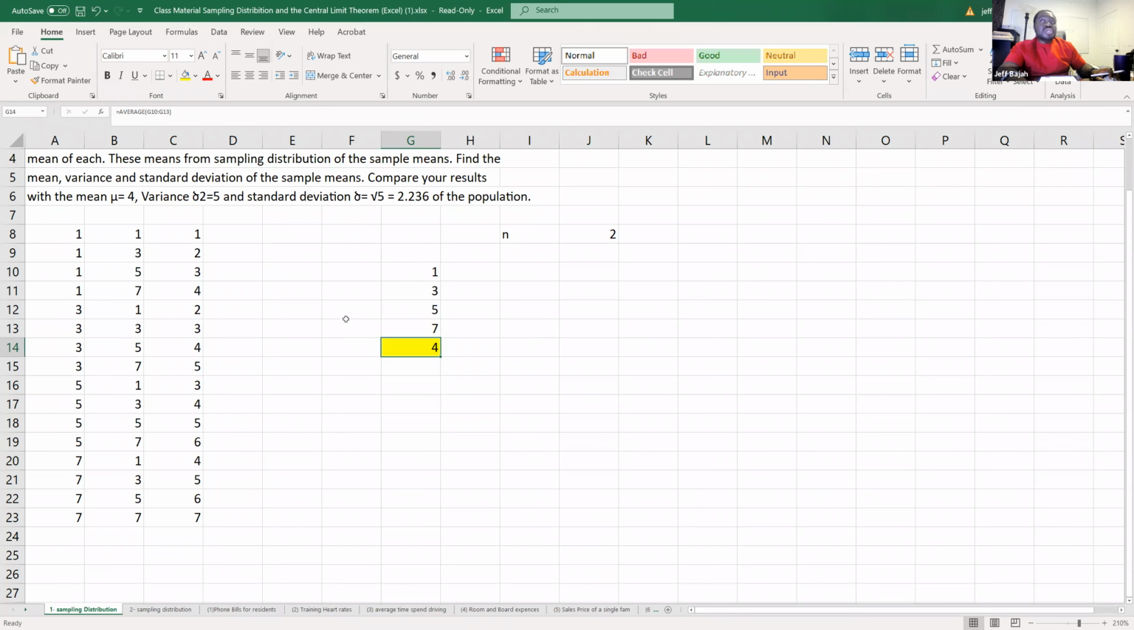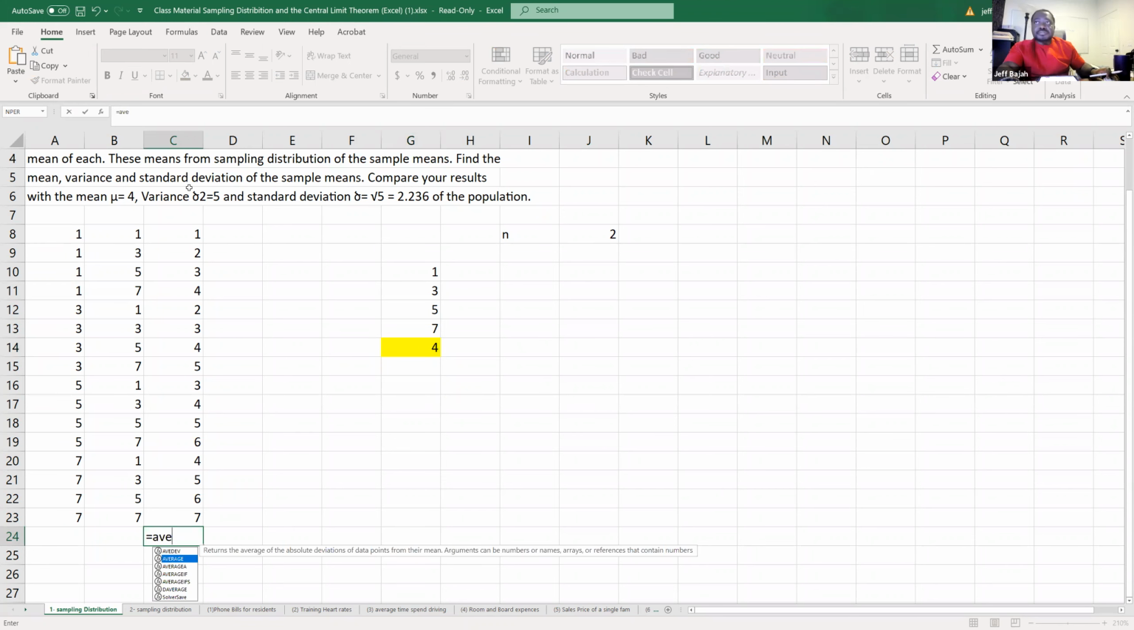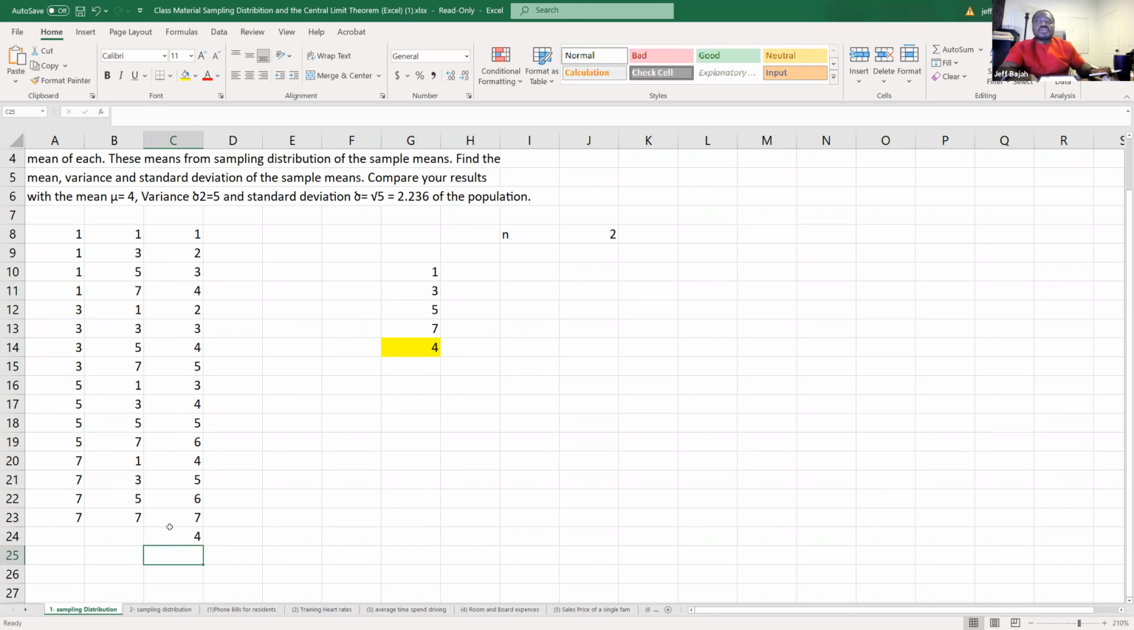Right? So the theory says that if you find the average of all these numbers, you will get the same thing as 4. So let's test it out. So we'll now say this is equal to the average of all these values, gives us what? 4.